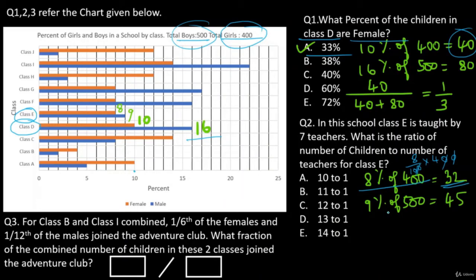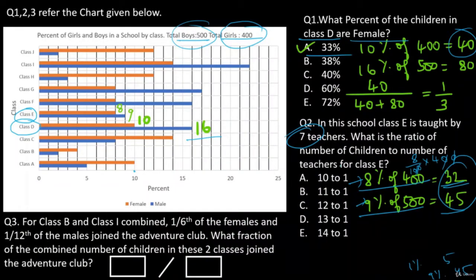Similarly, 9% of 500, let me show you one more way in which you can think about this. 1% of 500 would be 500 by 100, which is 5, right? So if 1% is 5, then 9% will be 9 into 5, which is 45. So you can think in either of these two ways when it comes to this calculation. So we have found that there are 32 girls and 45 boys. So the total will be 32 plus 45, which is equal to 77. All right. So we know that there are 77 children and it's given that you have 7 teachers. So the ratio of teachers to students, right?